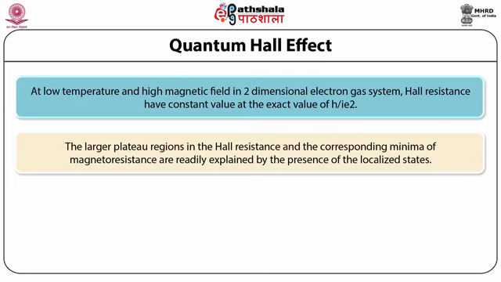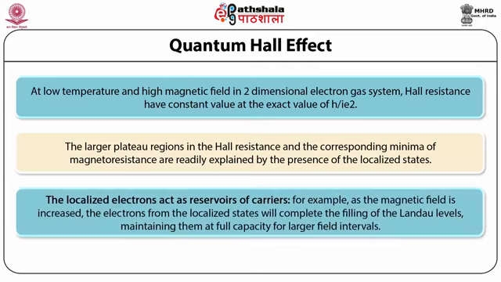The large plateau region in the Hall resistance and the corresponding minima of magnetoresistance are readily explained by the presence of localized states. The localized electrons act as reservoirs of carriers. For example, as the magnetic field is increased, the electrons from the localized states will complete the filling of Landau levels, maintaining them at full capacity over large field intervals.